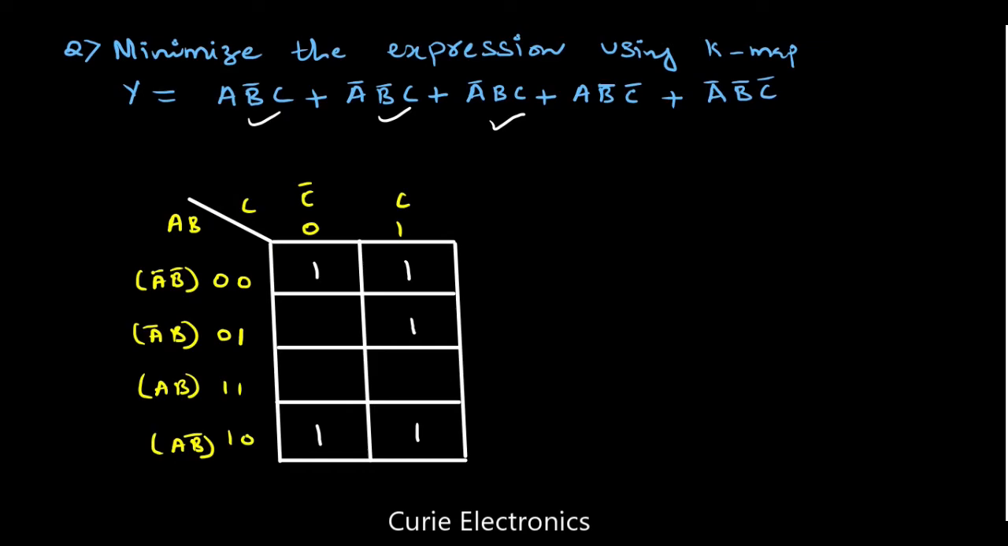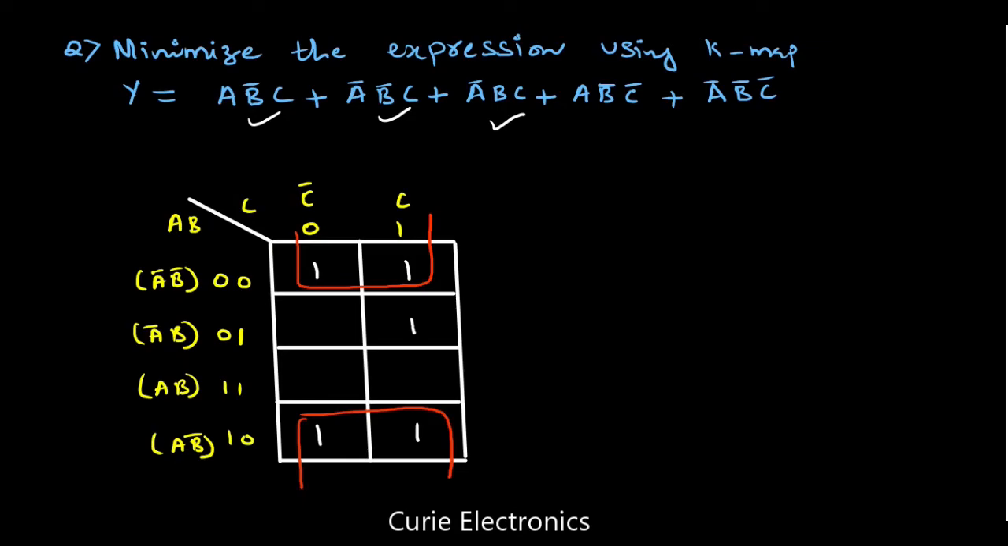Now what we have to do? We have to minimize the expression. To minimize the expression, we will group the ones. So we have to look for the biggest group. Here we can group these two ones, these two and these two, we can group it. So one combination we got.